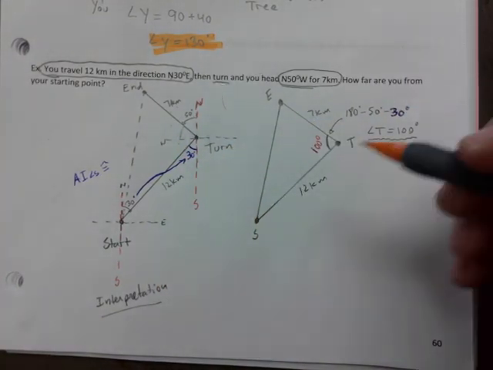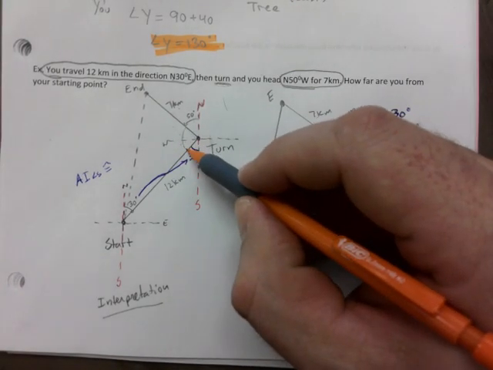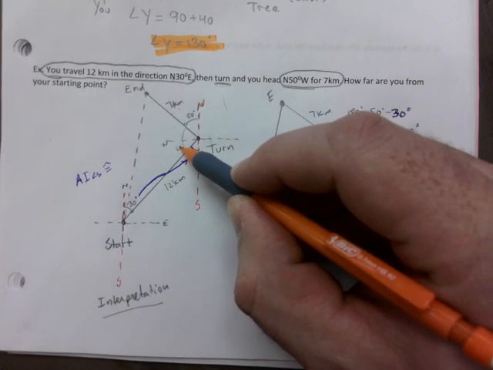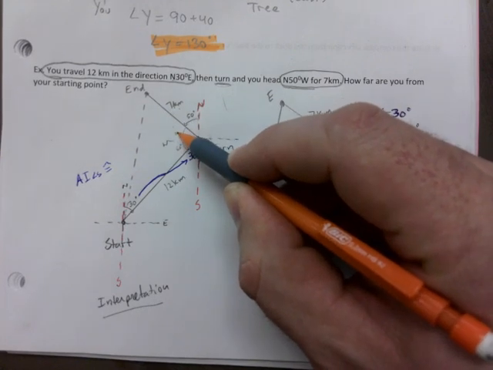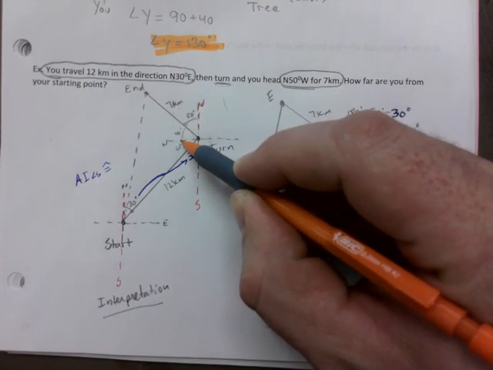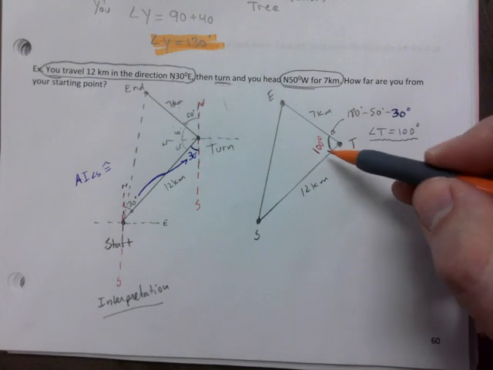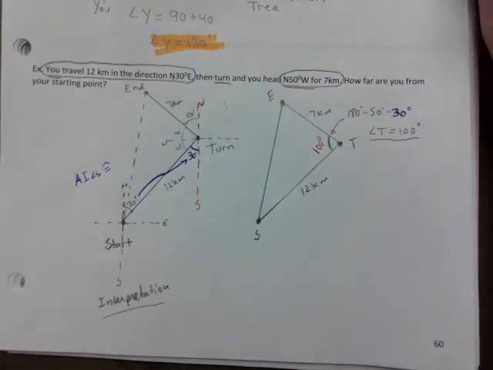Okay. Regardless of how you do it, because this is 60, right? If this is 30, then this is 60. And if this is 50, this is 40, right? To the west line. So 60 and 40 still add up to 100. So regardless, you get the same answer. Remember, everything is connected.